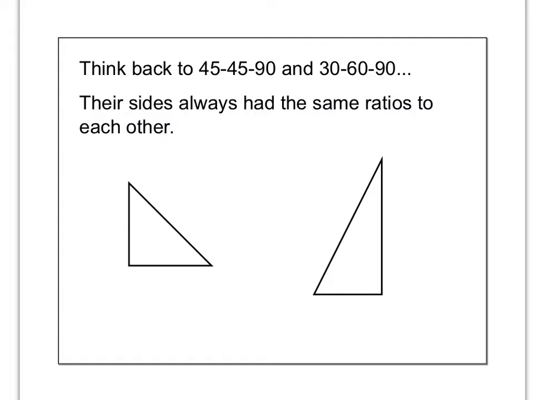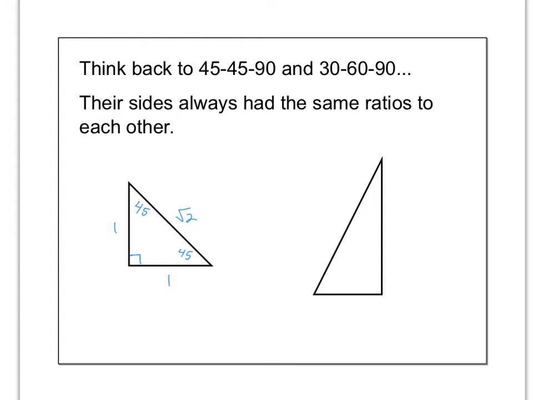Let's start by thinking back to our two special right triangles, the 45-45-90 and the 30-60-90. Beginning with the 45-45-90, remember there's two 45-degree angles and a 90-degree angle. Can you remember the ratio of the sides? So remember the legs have the same length, so they have a ratio of 1:1, and the hypotenuse is √2. So however long the leg is, you multiply by √2 to get the hypotenuse.